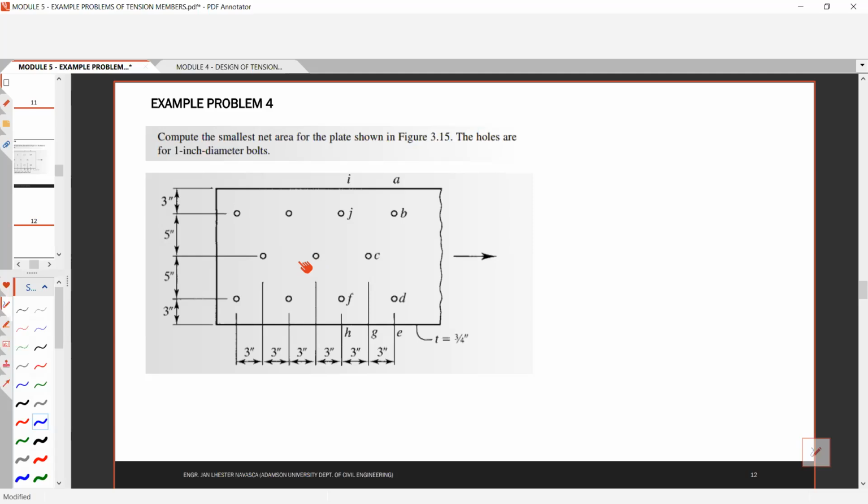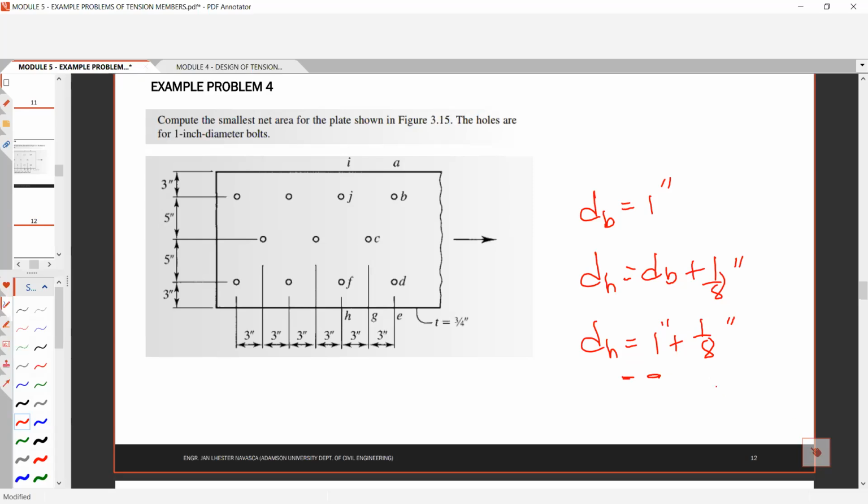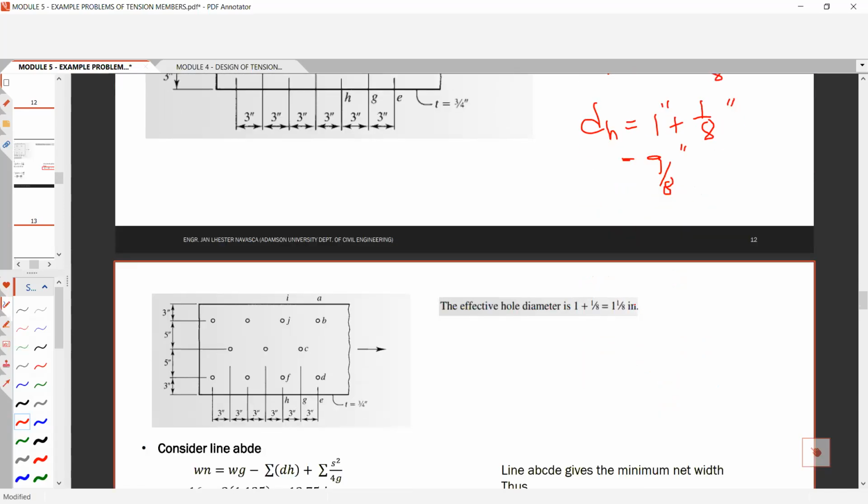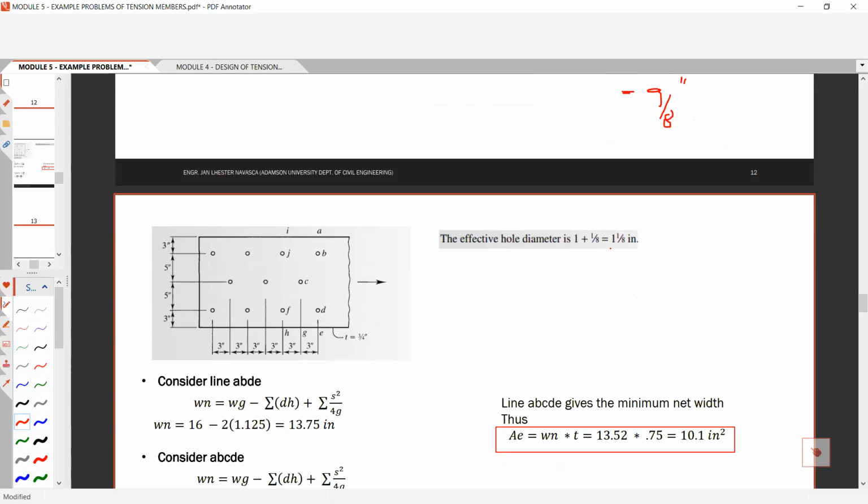Okay, so let's write the diameter of the bolts. The diameter of the bolts is 1 inch. Therefore, our diameter of the hole is dB plus 1 over 8 inches. You have your diameter of the hole to be 1 plus 1 over 8. That is 8 over 8 plus 1, that is 9 over 8 inches, or 1 and 1/8 inches. This one.